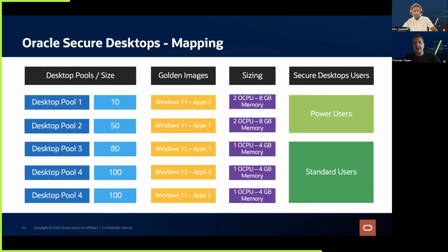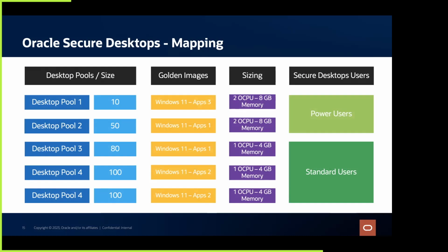So basically, with this construct of the desktop pool, the golden image, and the sizing, you can really granularly build the desktop experience for your end users. Is it the power user? Is it the standard user? And then really granularly give users access to the specific applications that they require for their job role, for example. This is how general application or desktop provisioning in virtual desktop infrastructures works for the end users.